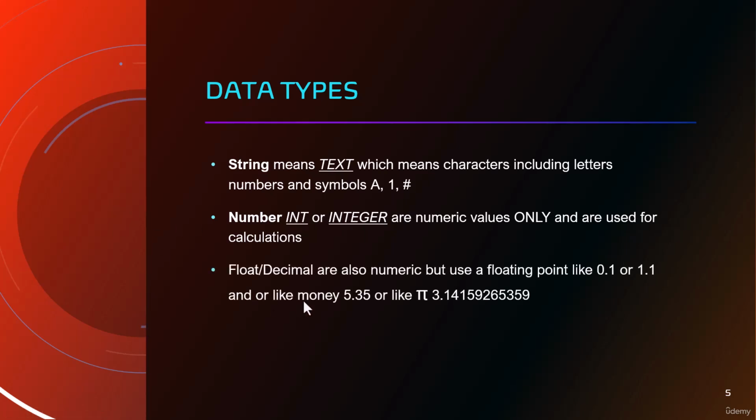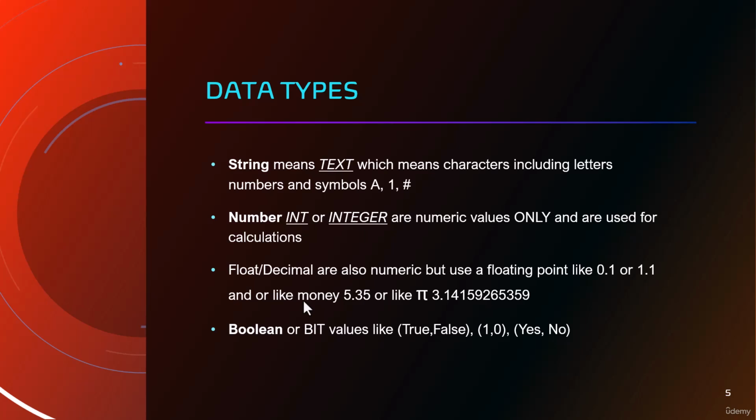Now, other types of numbers that you have are these things called floats and decimals, and we see this with money all the time. You've got things like pi, 3.14159, blah, blah, blah. Anyway, so you've got all of those as well. And these are usually used in financial or mathematical or scientific calculations and things of that nature.